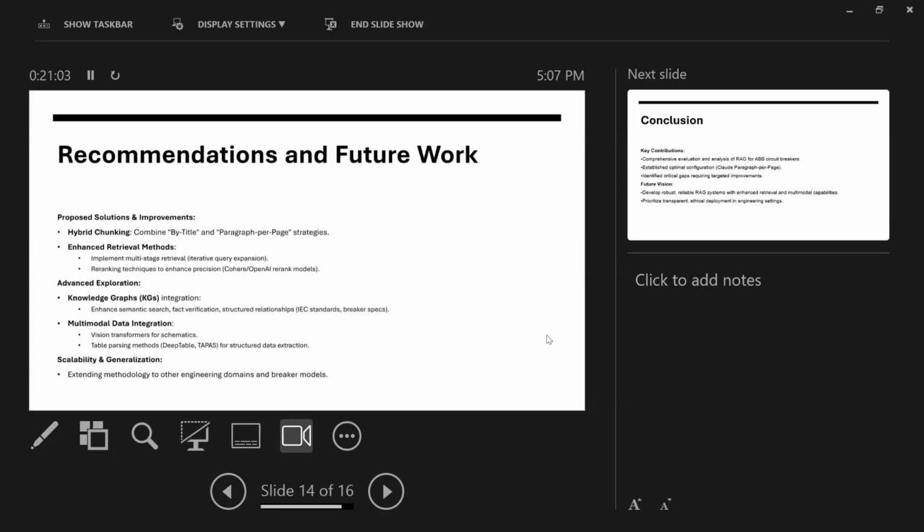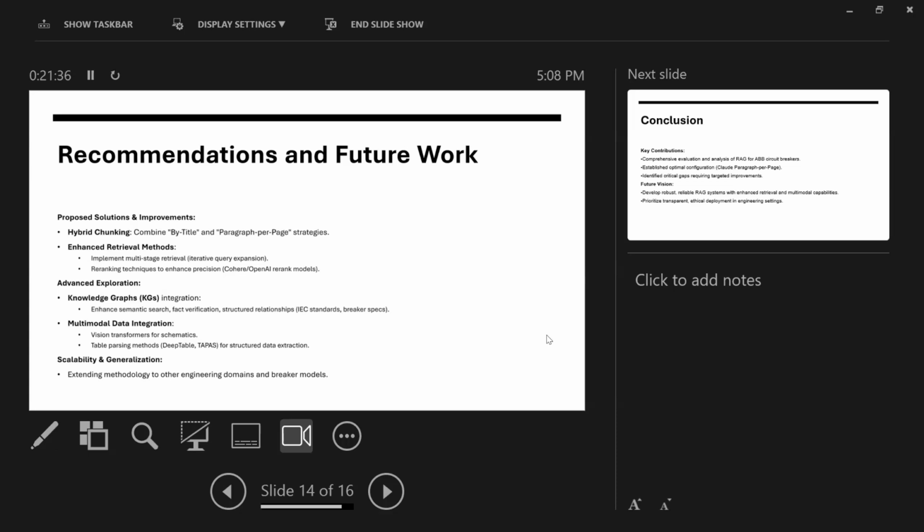So the recommendation and future work, I would like to combine title and paragraph per page strategies for the chunking methods and enhance retrieval method by using multi-stage retrieval, so iterative query expansion, or re-ranking techniques to enhance precision, such as Cohere and OpenAI re-rank models. And in the future as well, use maybe knowledge graphs to integrate semantic search, fact verification, and structured relationships such as IEC standards and breaker specs.